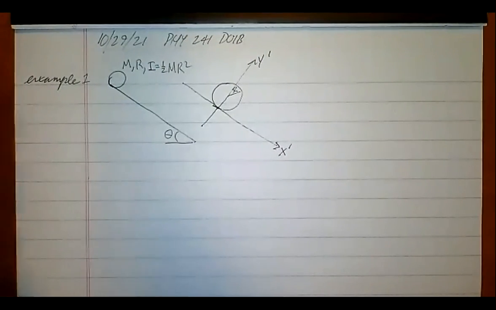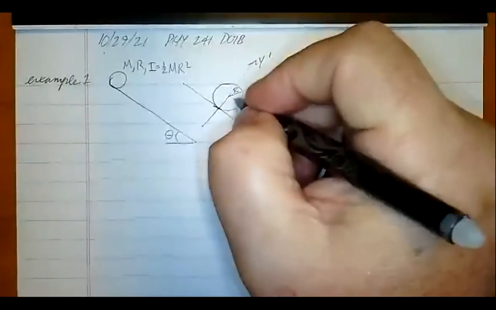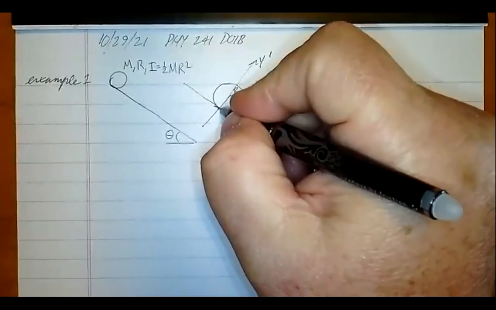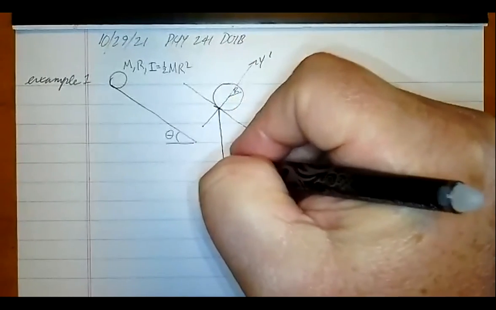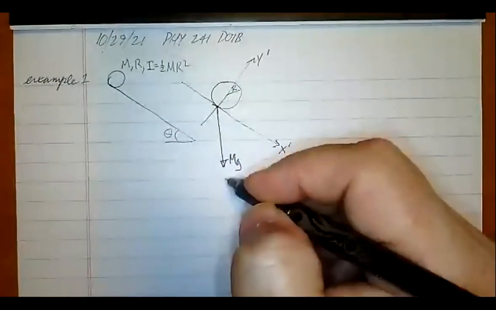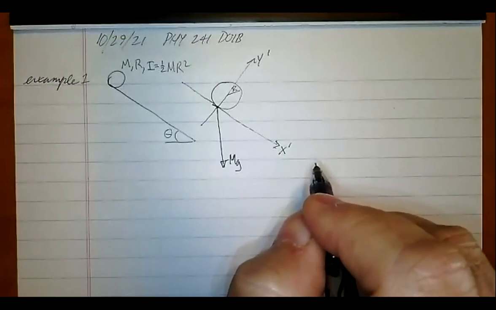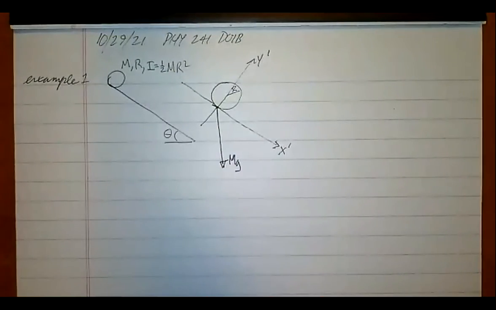This has a mass m, so the forces acting on it are the object's weight, which is going to be m times g. That's going to point vertically downward, which isn't aligned with any coordinate system, right? So that's why I just drew it as a black vector.